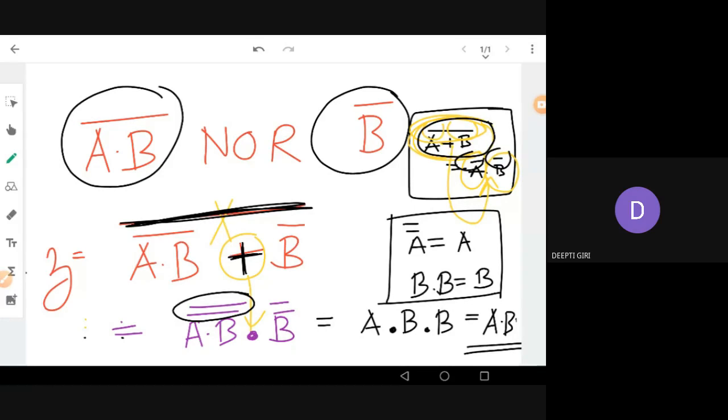Okay. So likewise, I changed plus into dot, ORing into ANDing. The bar is splitted. You can see bar is splitted. Okay, so A bar whole bar is A only. I know this thing, A bar whole bar is A. So this becomes A into B, and into B double bar, again B. So A into B into B, that is nothing but A into B, NAND gate. So this gate is ultimately a NAND gate. Okay, fine.